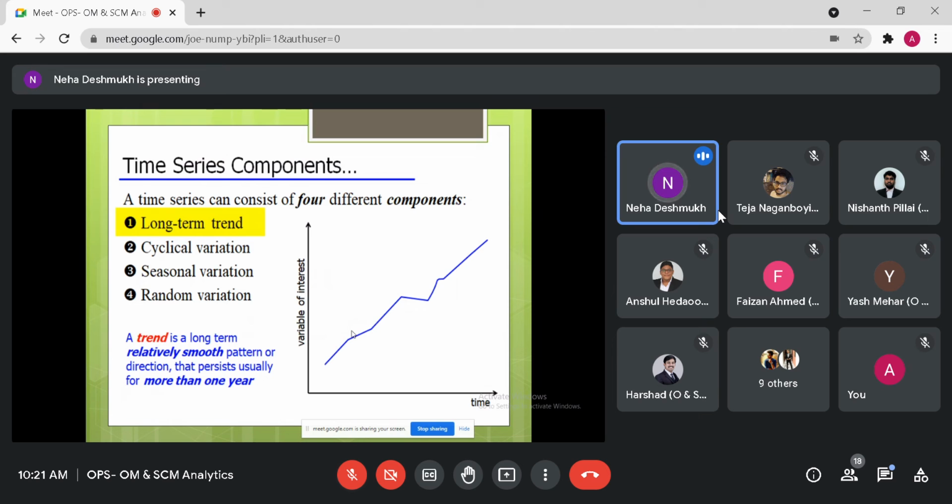Now in time series, there are four components: long-term trend, cyclic trend, seasonal trend, and random variation. A trend is a long-term, relatively smooth pattern or direction that persists, usually more than 1 year. Trend usually considers more than 1 year of historical data to make a pattern.